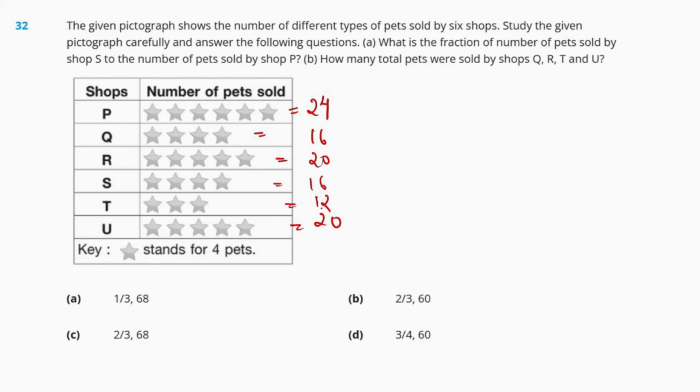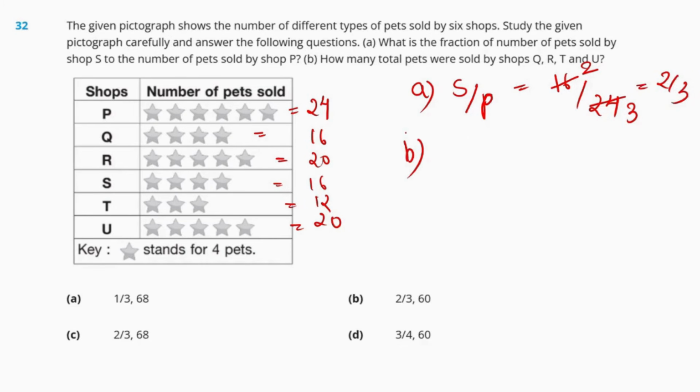Okay, so now since we have solved the pictograph, let's see the question. The A part says, what is the fraction of number of pets sold by the shop S to the number of pets sold by the shop P? So we have to find the fraction of number of pets sold by S to the number of pets sold by P, right? For S, what was the total count? It was 16, and for P, it was 24, right? So is there any common table which has 16 and 24 both? 8, right? 8 twos are 16 and 8 threes are 24, right? So this will become 2 by 3.